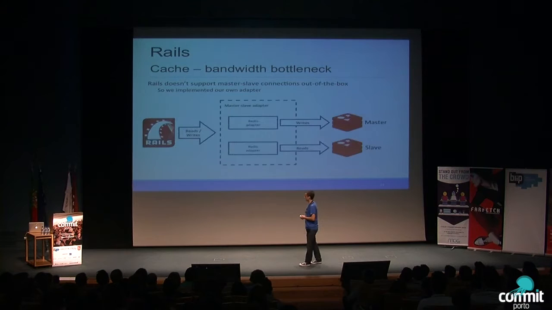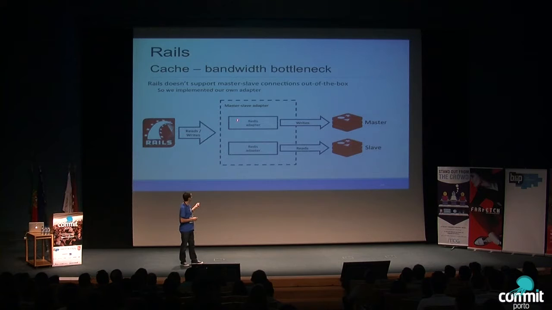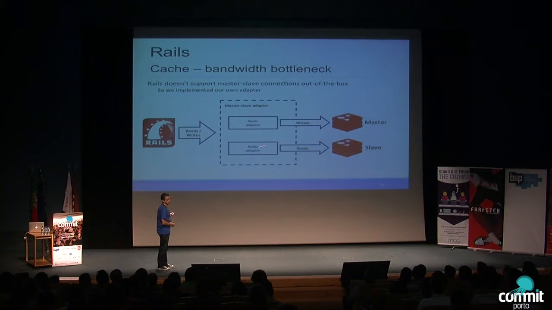But again, Rails doesn't support master-slave connections out of the box, so we had to implement our own adapter. We are now using a very simple Rails master-slave adapter that opens two connections, one to the master and one to the slave. And once we get a request from Rails, it redirects any writes to the master and any reads to the slave. It's been working great. It's very simple, just simple redirecting of methods, but it works great for our case.